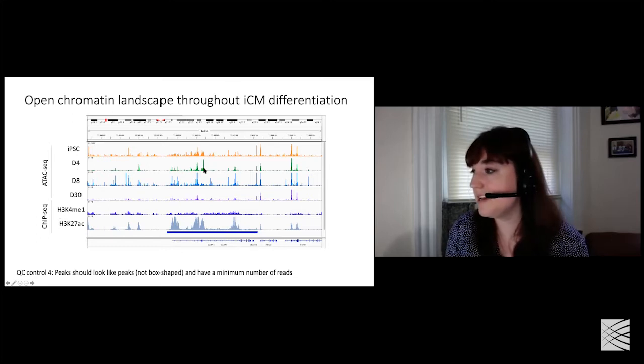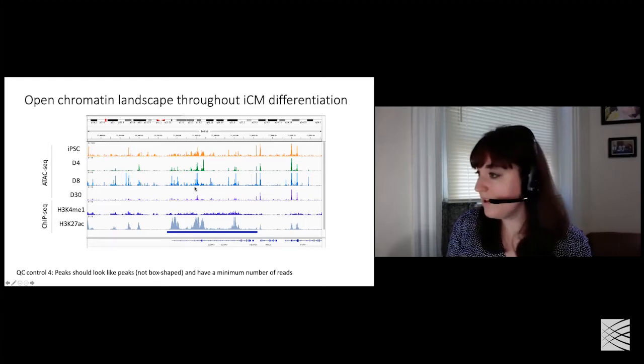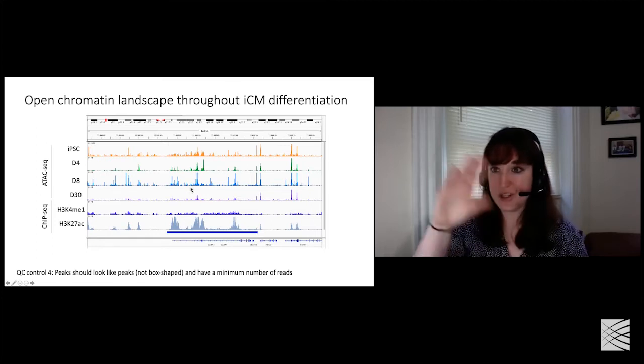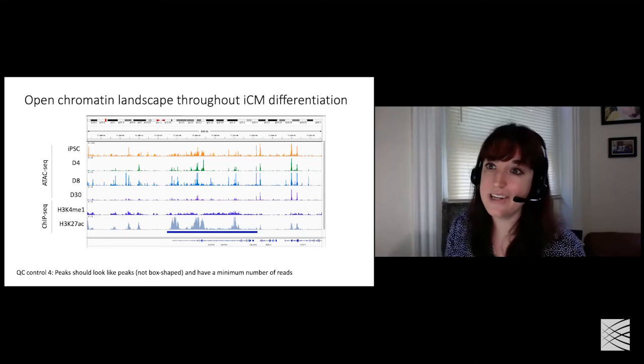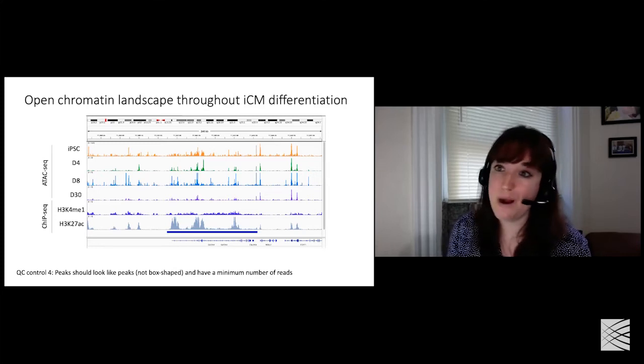And as you can see, we're looking at a pretty big region of the genome, about 250 kb, and you can see these regions of DNA here that are open at various time points. And you can see over time that some peaks stay the same, and then some peaks appear and disappear based on time. These peaks, I think, look pretty nice. They actually should look like peaks and not boxes, like I kind of showed on the previous slide. And they should have a minimum number of reads. So if your peaks look like boxes, they're generally probably not real peaks.